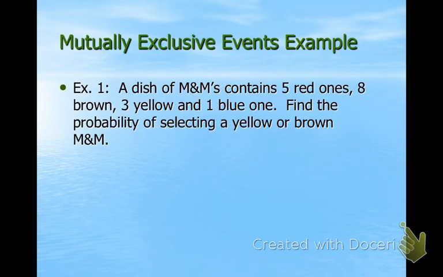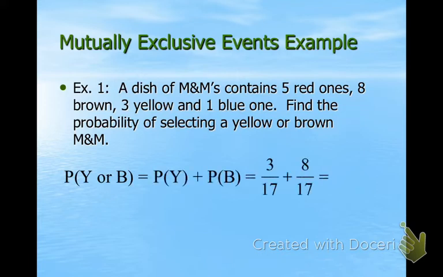Whenever I talk about mutually exclusive events, so I have a container or a bag of M&Ms. There are 5 reds, there are 8 brown, 3 yellow, and a blue. Find the probability of selecting a yellow or a brown. So, chance of a yellow or a brown, 3 out of 17 plus 8 out of 17. So, again, 11 out of 17.